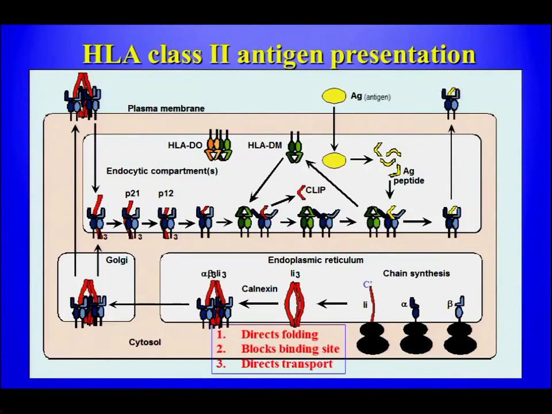And what DM does is that it binds to an exchange-prone conformation of class II. It's sort of more open, which allows CLIP to leave. DM also stabilizes this open conformation. And then, as I'll show you in the next slide, DM has a lot of influence on which of these available peptides actually is the one that gets presented at the cell surface.